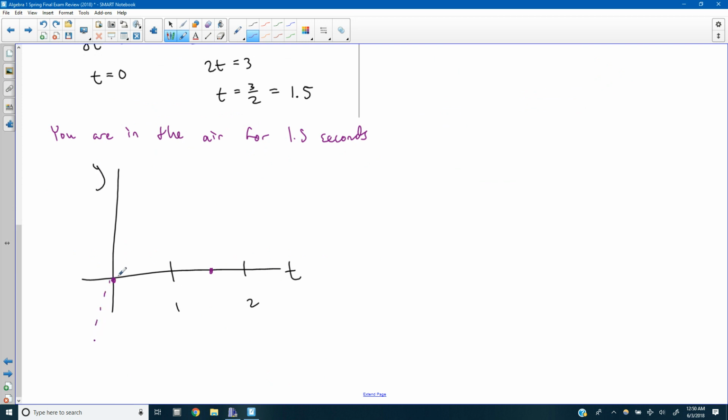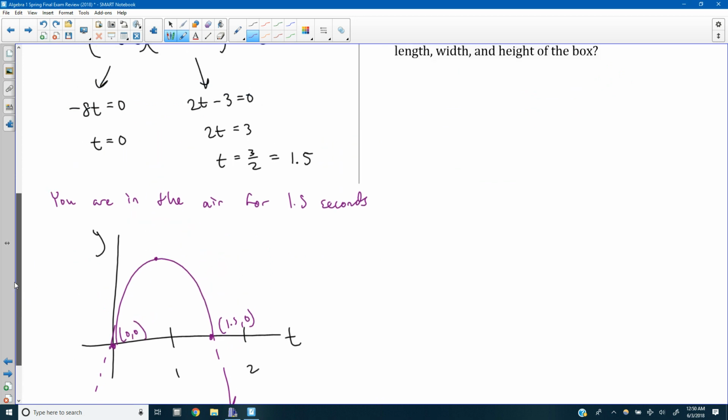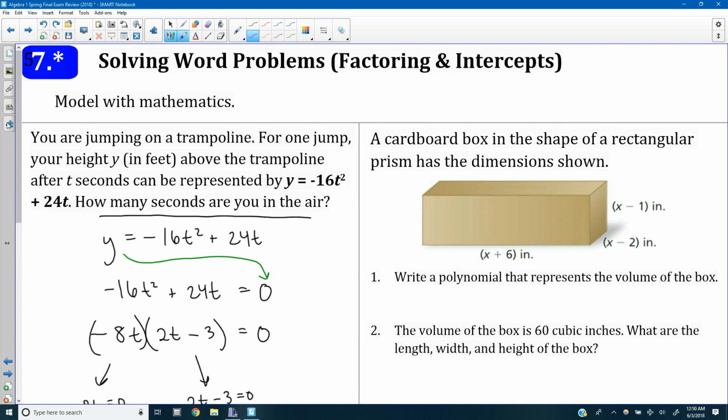This is the model for you going in the air, and obviously the parabola goes back down, but this is when you hit the trampoline again. So you go up, you hit a high point, and then you come back down. So that's what that thing looks like. This is at 1.5 comma 0. This is at 0 comma 0. And that's the model for this parabola. Pretty nice. I like it.